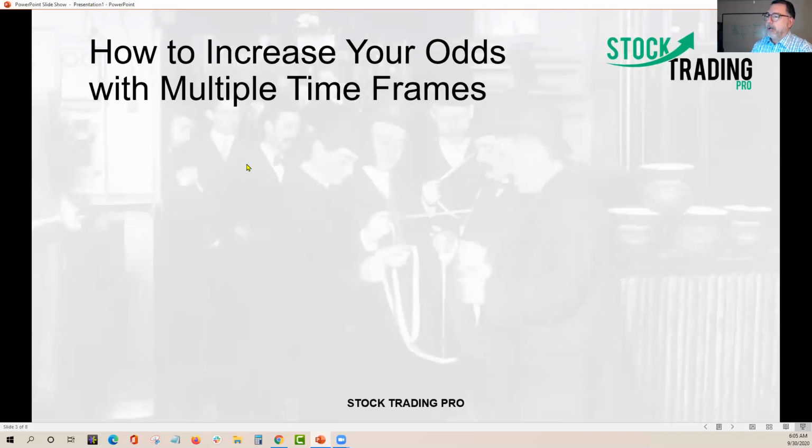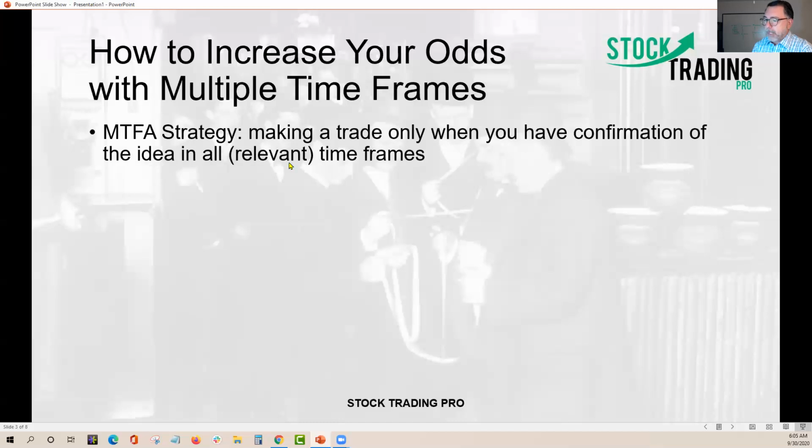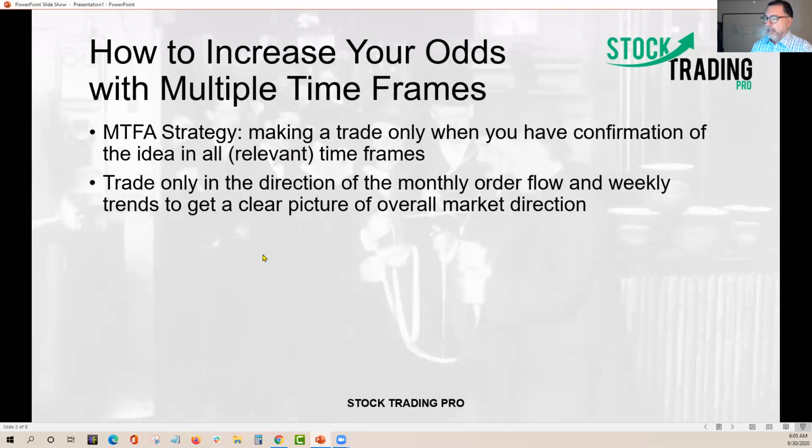All right, so how to increase your odds with multiple time frames? Make only trades when you have confirmation of the idea in all relevant timeframes. Now, relevant is highlighted here because relevant depends on whether you're a day trader, a swing trader, a position trader, a scalper. You need to know what kind of trading business you want to run before you start, and that'll tell you which map of multiple timeframes to look at. Next, trade only in the direction of the monthly order flow. Weekly order flow gives you a clear picture of the overall market direction.